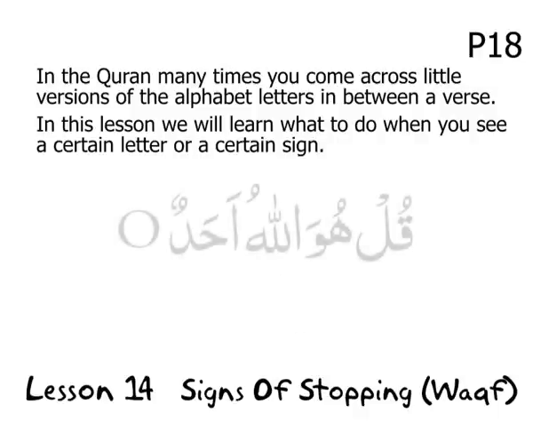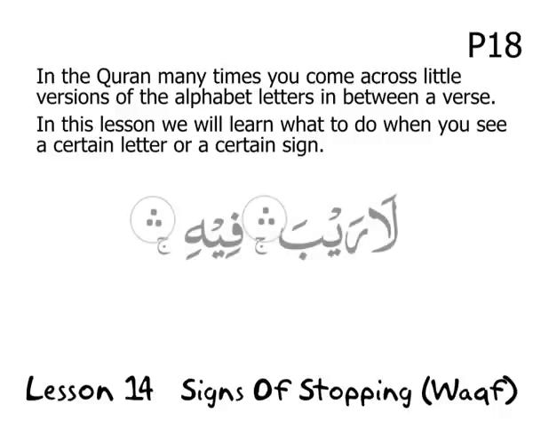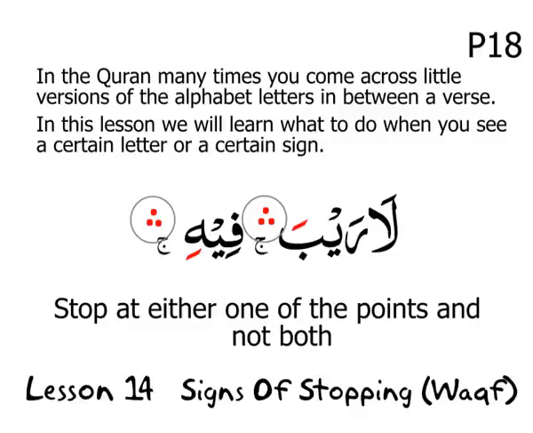This next one, the circle tells us it is the end of a verse. Qul huwallahu ahad, there's the circle. This last example, look at the 2 sets of signs circled in the example to the right. Whenever you see this in the Quran, there will be a set of 2. Stop at either one of the points and not both. It's a set of 3 dots, like a triangle shape. Whenever you see them in the Quran, there will always be a set of 2. Now what you need to do is stop on any one of them, not on both.